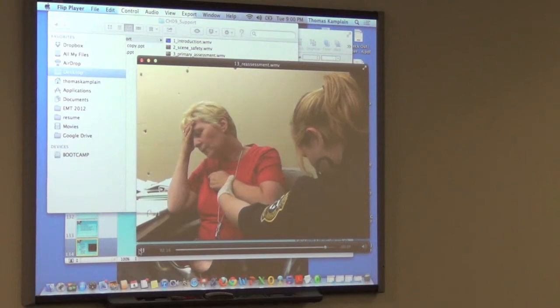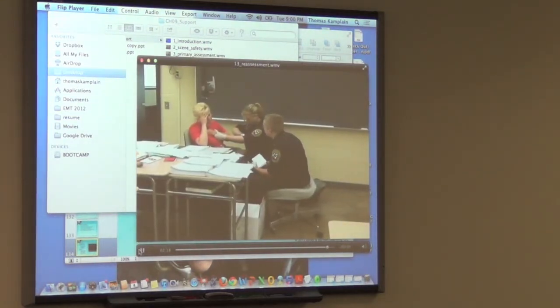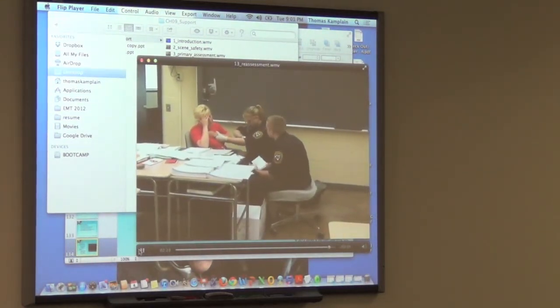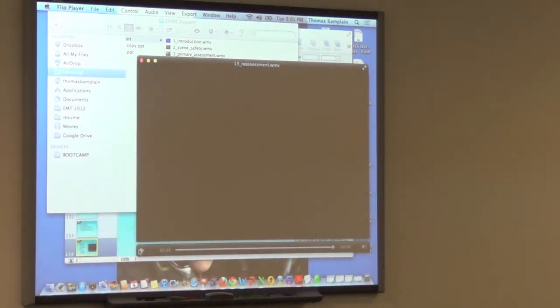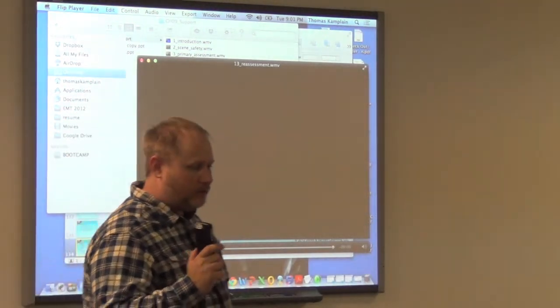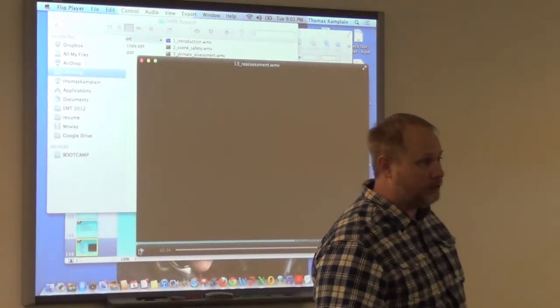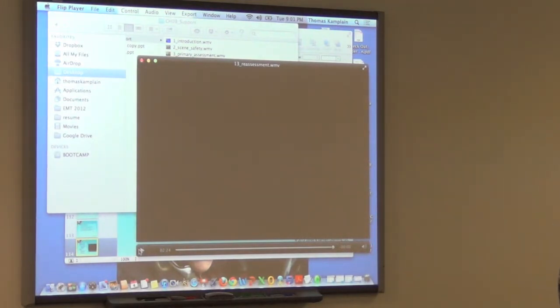From the information gathered, determine the patient's medical problem and provide appropriate interventions. With the reassessment, like they said in the first section, if it's a medical or critical patient, you're going to do the reassessment every 5 minutes. If it's a non-critical patient, every 15 minutes.